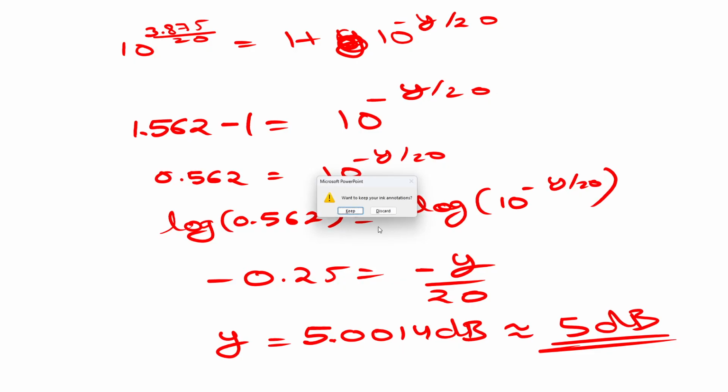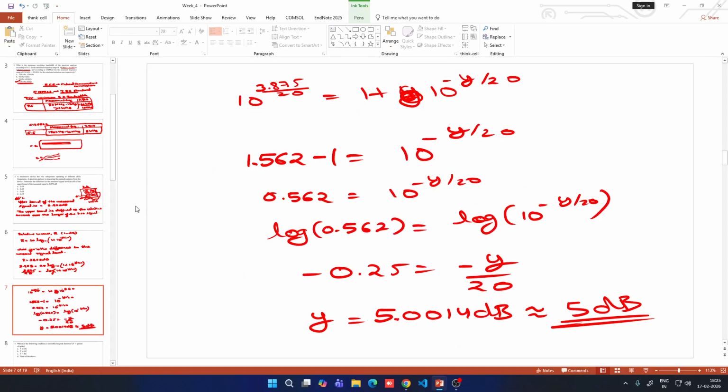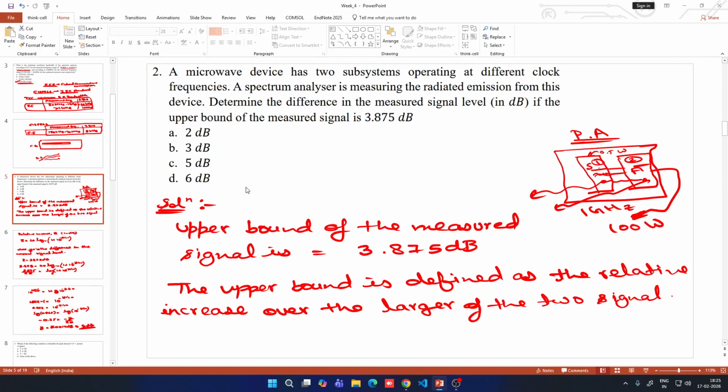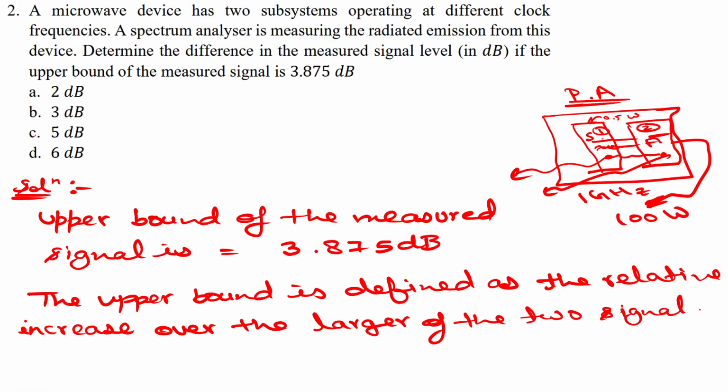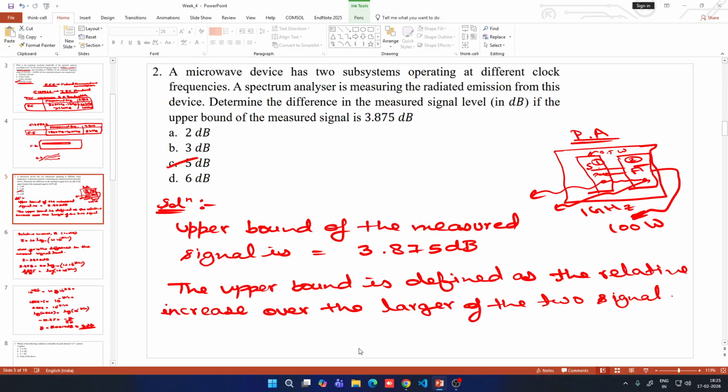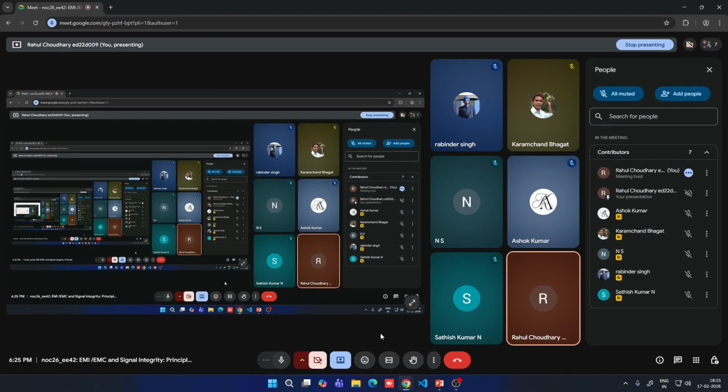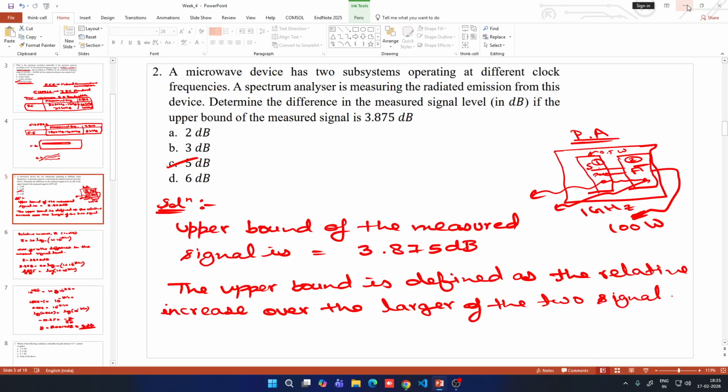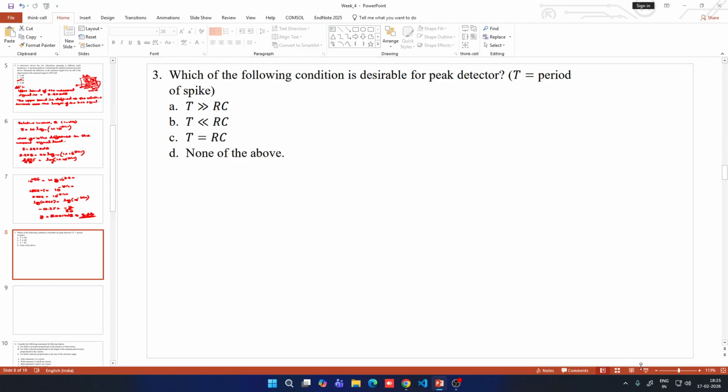I hope this is clear. And if you match it with the given options, the correct option is option C, 5 decibels. So if you have any doubt in this problem, please let me know. So if it is clear, we will move on to question number 3.